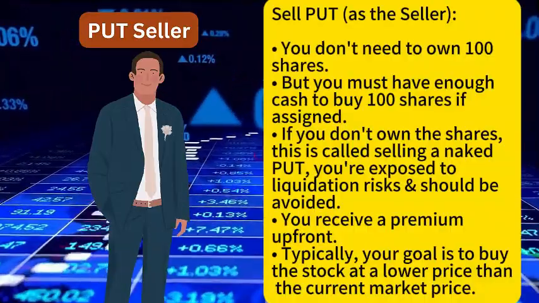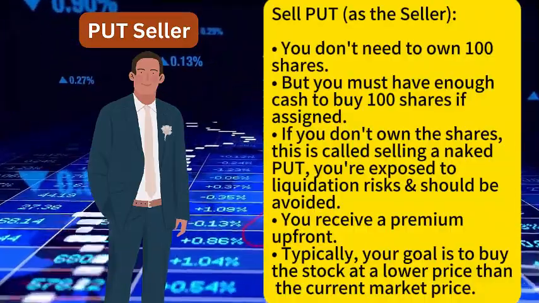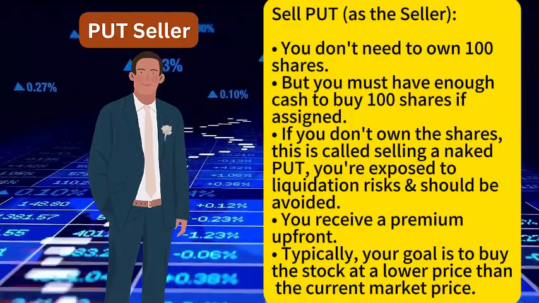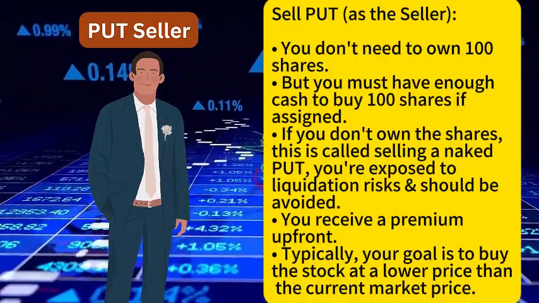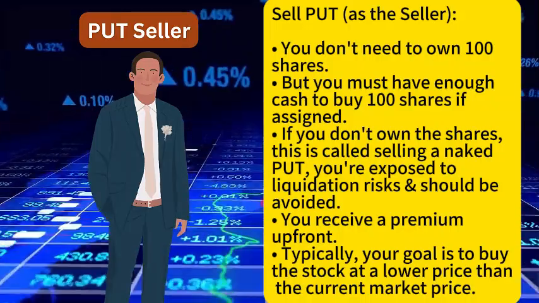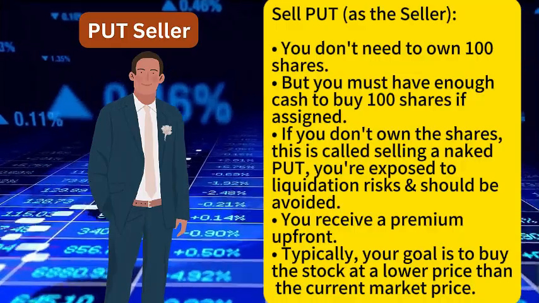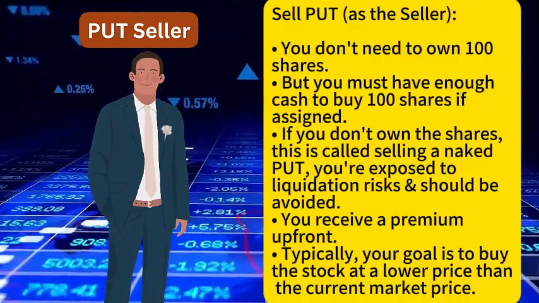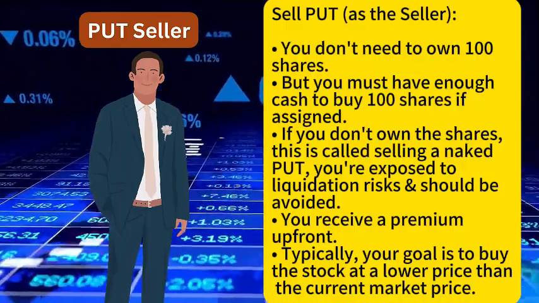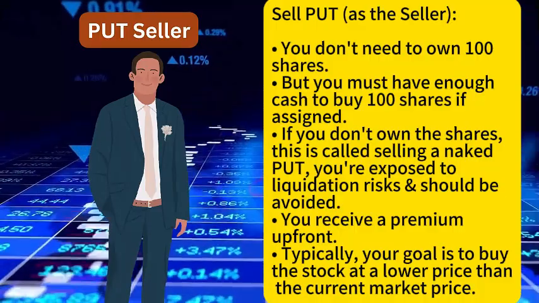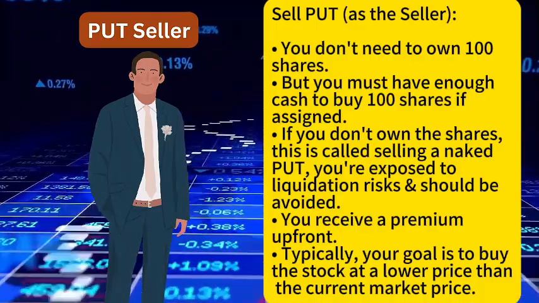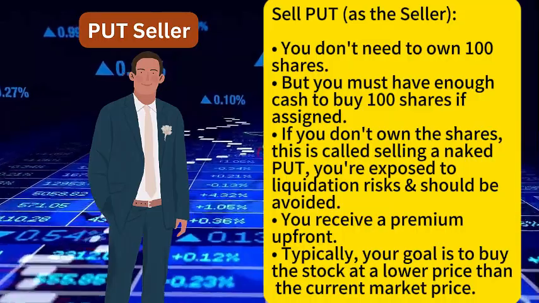Sell put. As the put seller, you don't need to own 100 shares, but you must have enough cash to buy 100 shares if the put buyer exercises his right to sell or assign 100 shares to you. If you don't own the shares, this is called selling a naked put, which is dangerous and you will be exposed to margin call or liquidation risks, and should be avoided.